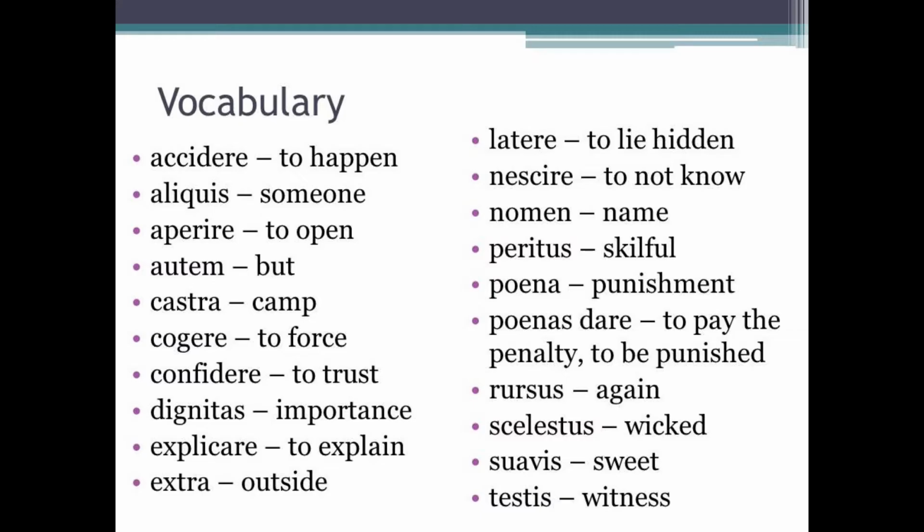Nomen is a name. Peritus means skillful, not to be confused with the word perterritus, meaning terrified. Poena is a punishment. Poenas dare means to pay the penalty or to be punished. Rursus is again. Scelestus means wicked. Suavis means sweet. And finally, testis is a witness.